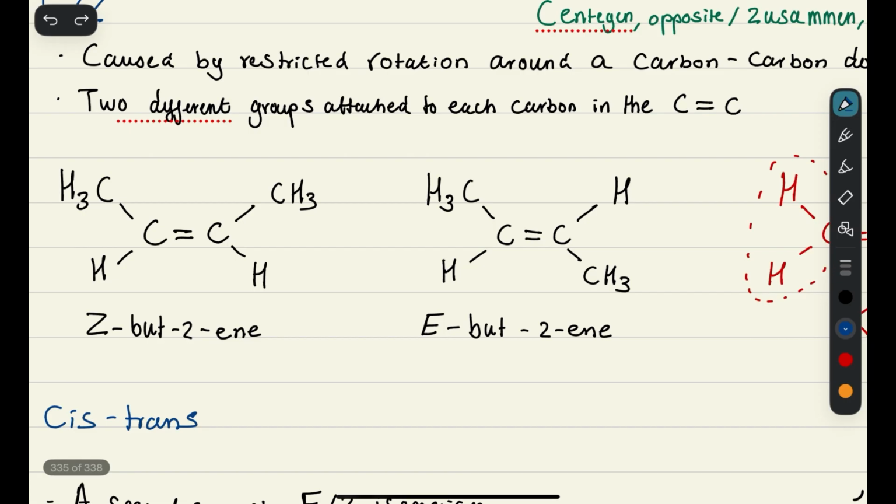Okay. So this again, you look at your bigger group, right? Here, hydrogen is always going to be lowest priority pretty much any time.